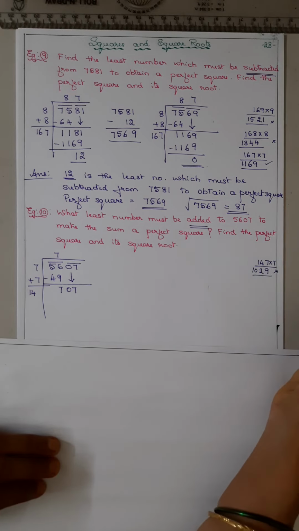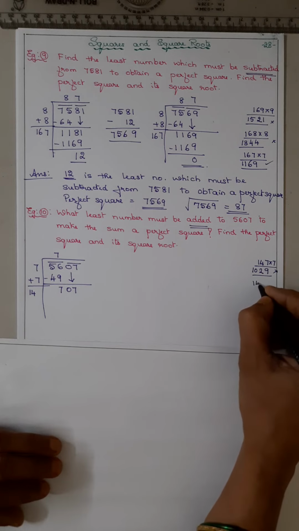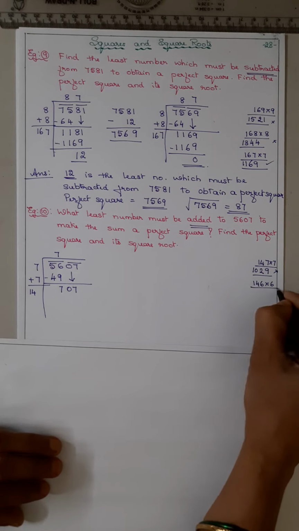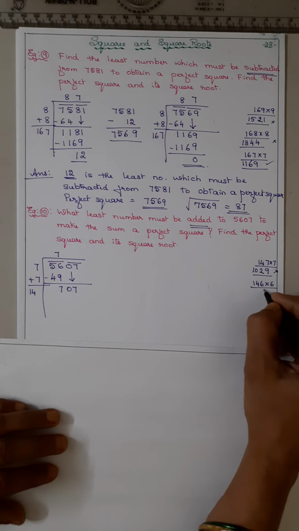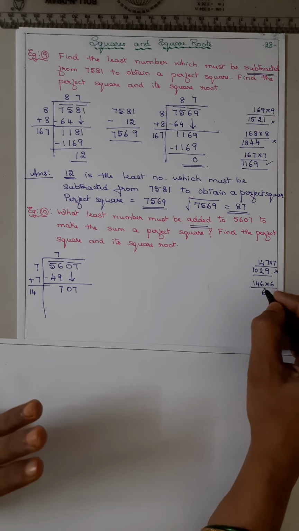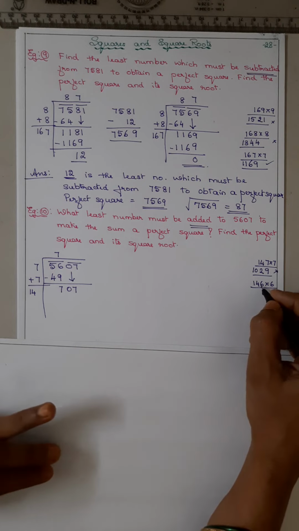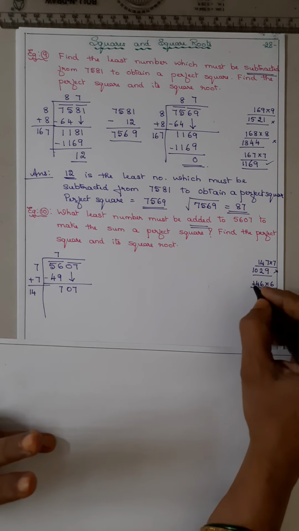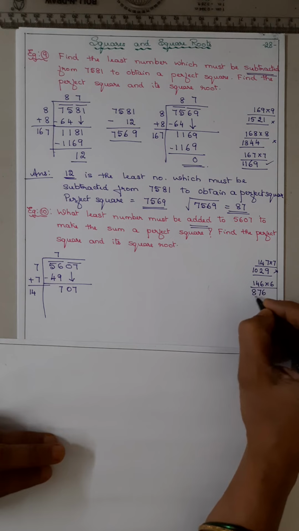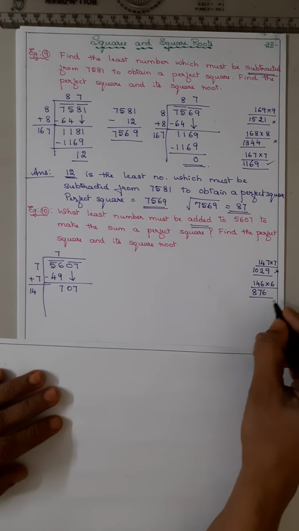Bigger number, not possible. 146. Multiply by 6. 6 6s are 36. 6 4s are 24, 25, 26, 27. 6 1s are 6, 7, 8. Bigger number. Now 145.